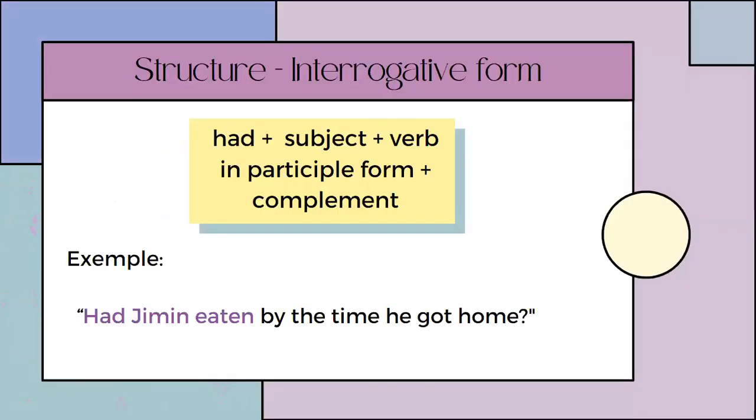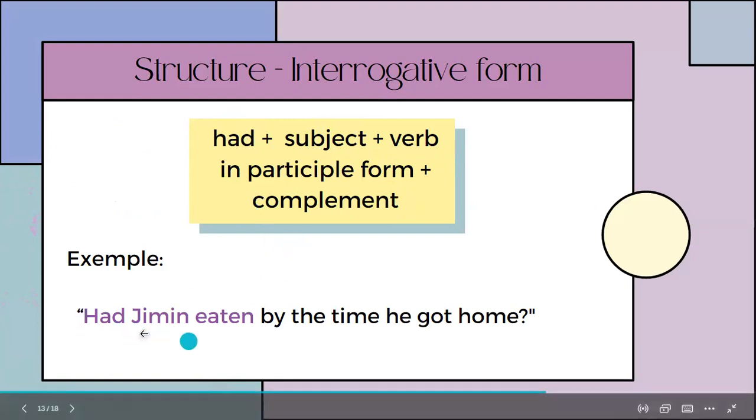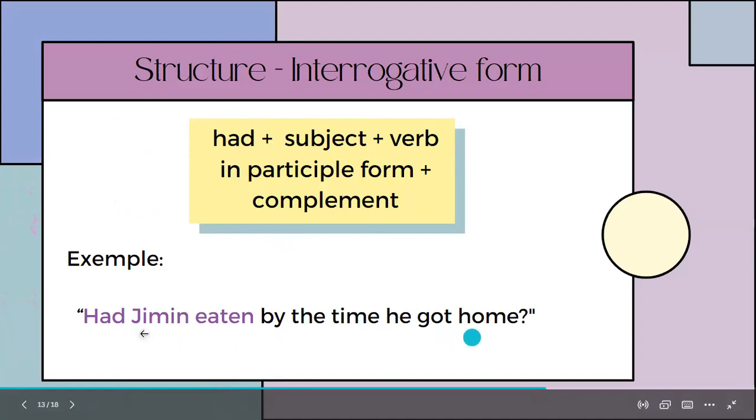Now the structure for interrogative form is when you're asking a question. So you're gonna have had, always had, the past form of have, plus the subject, plus the verb in past participle form, plus a complement. Had Jimin eaten by the time he got home? Had Jimin is the subject, eaten by the time he got home?